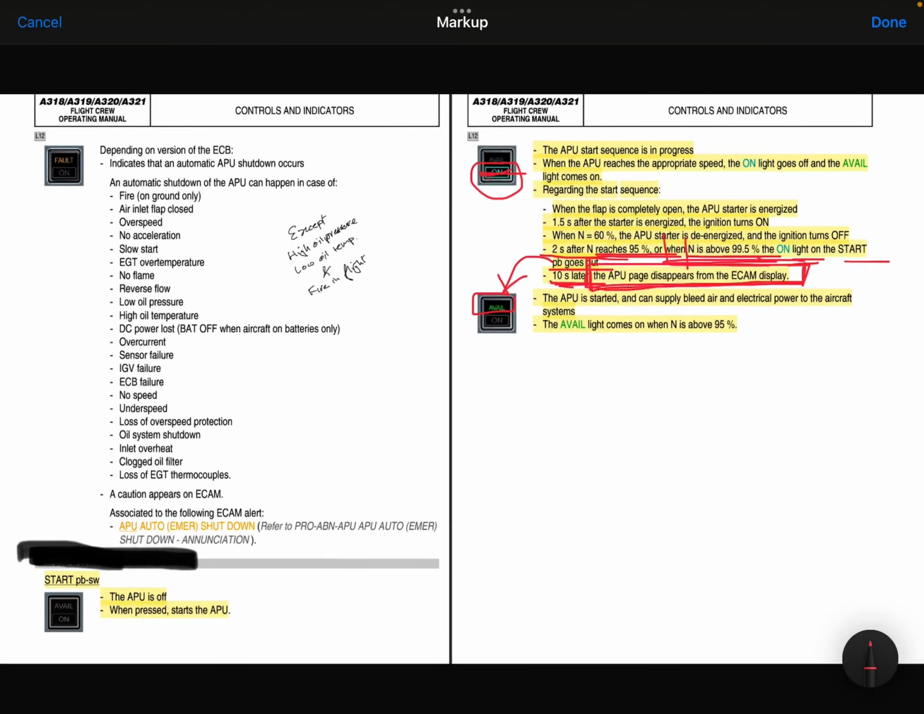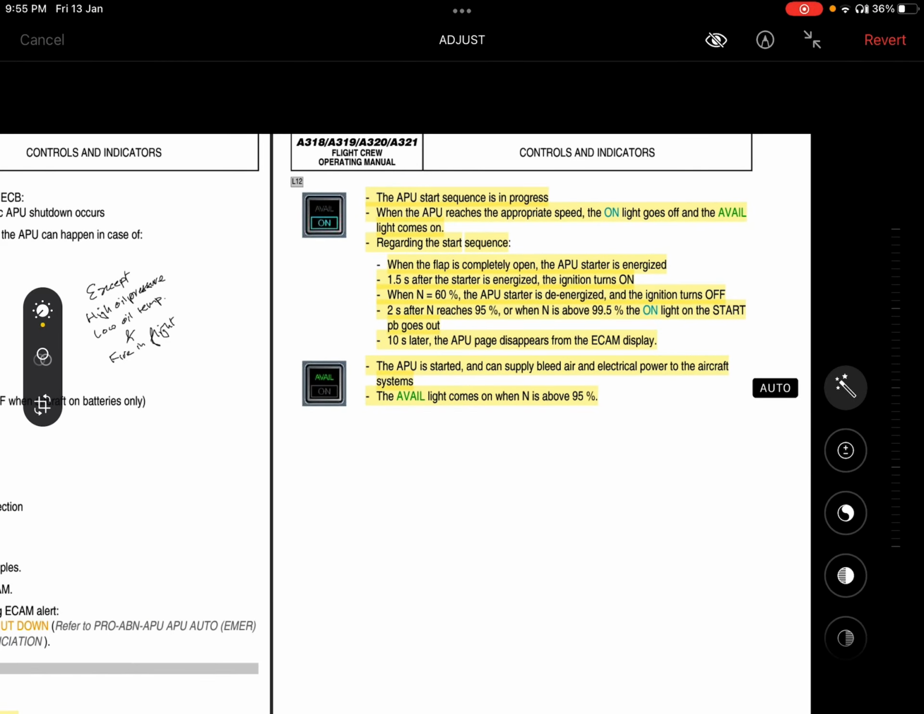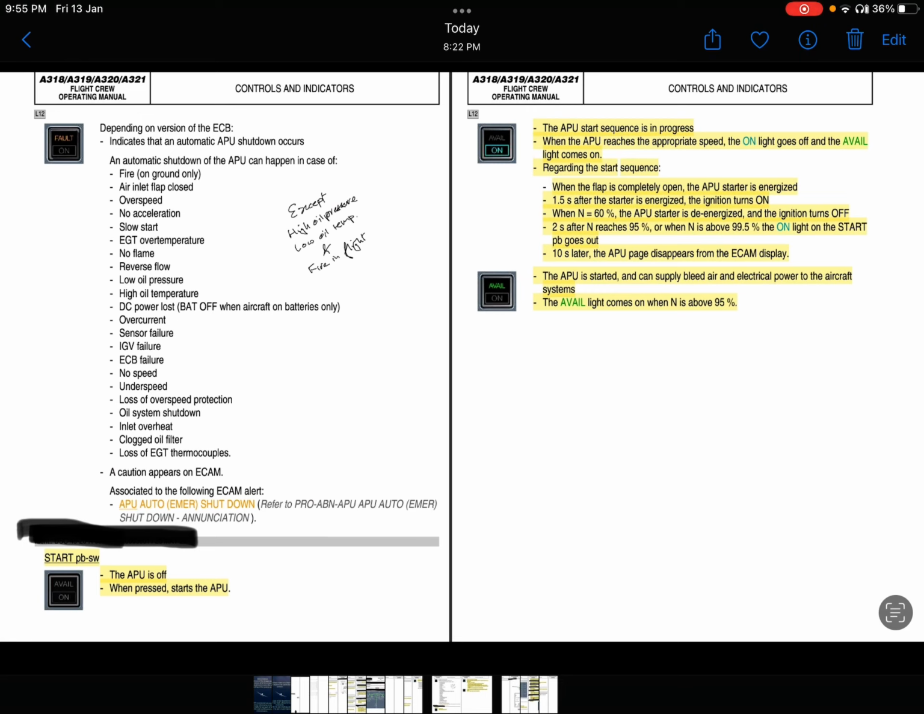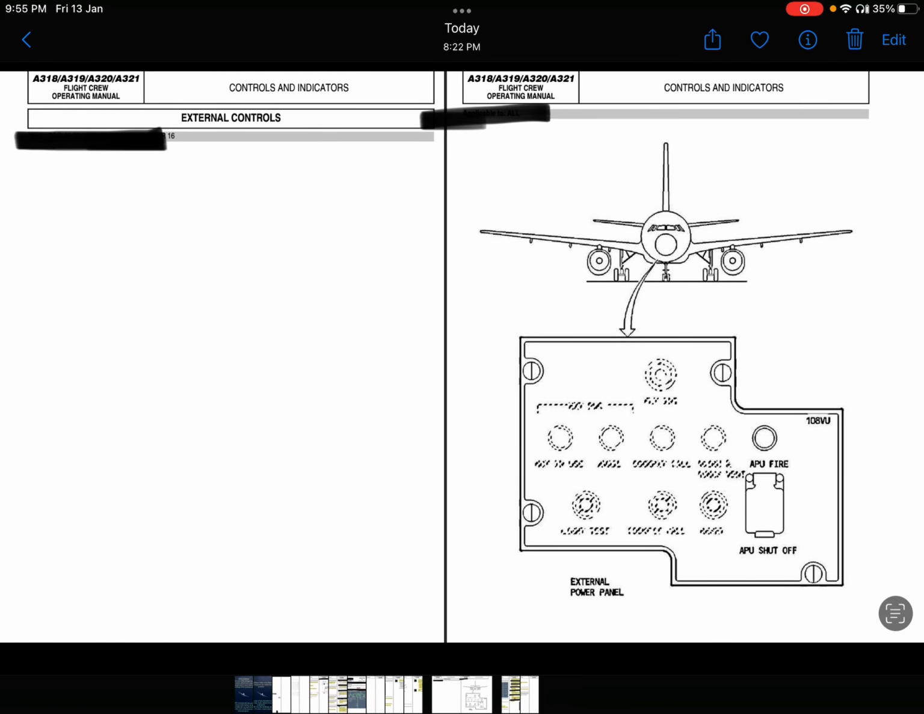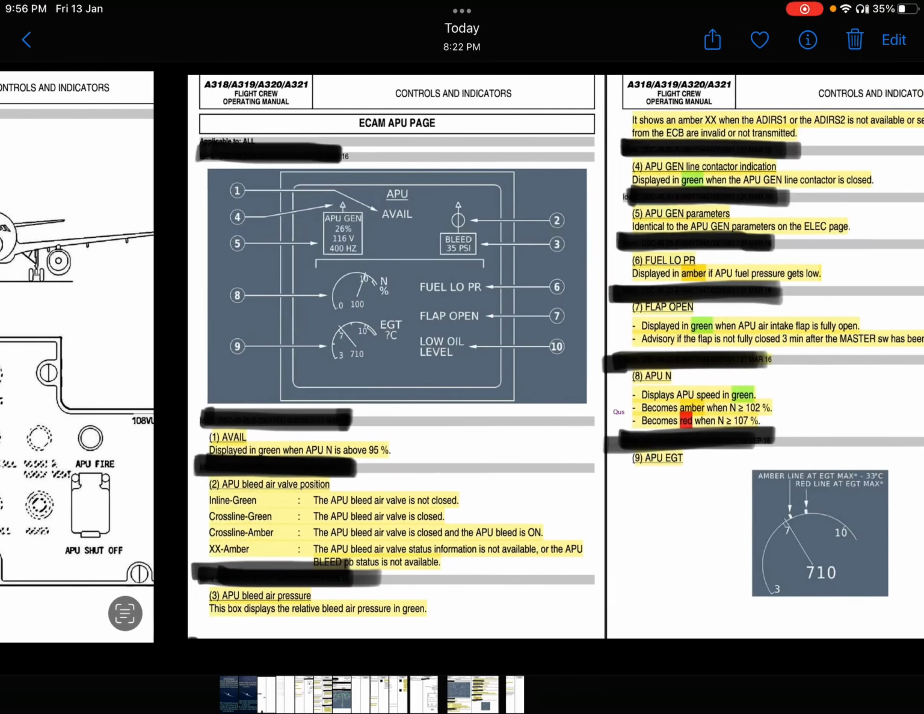These are some important timings you have to remember. Nothing else from this. Everything is covered from this slide, right? Now I have told you about this 108 VU panel. Yeah, it is near the nose wheel, right?